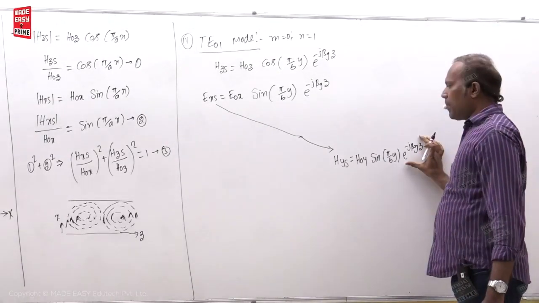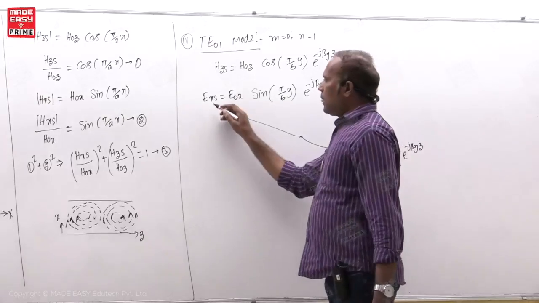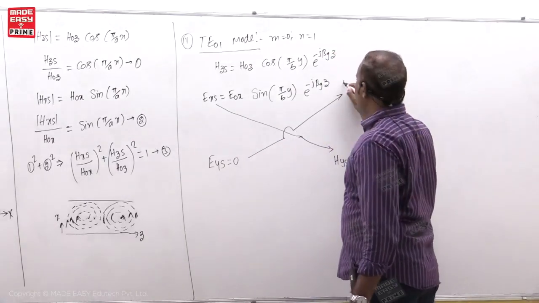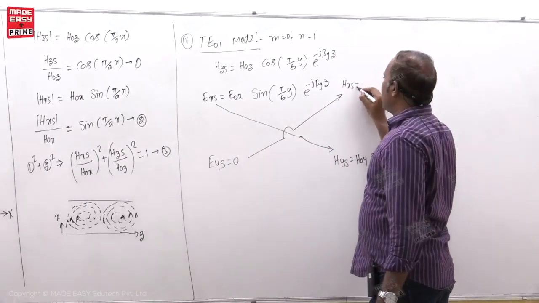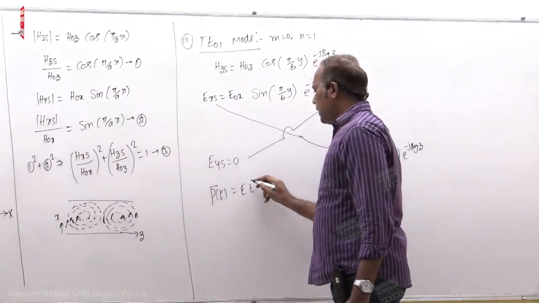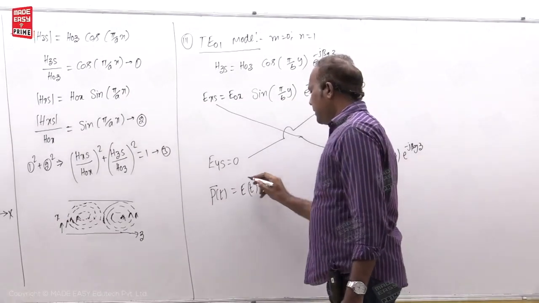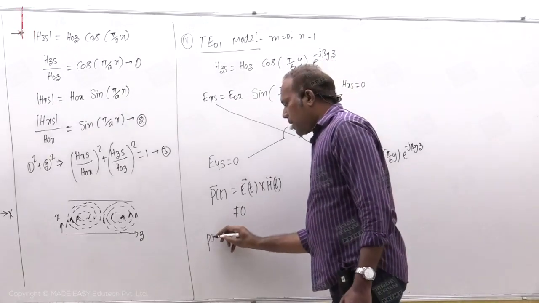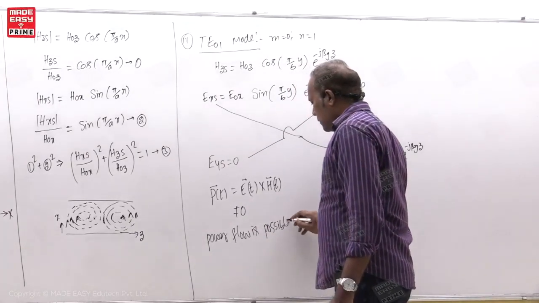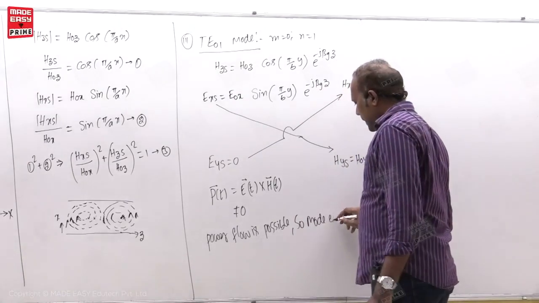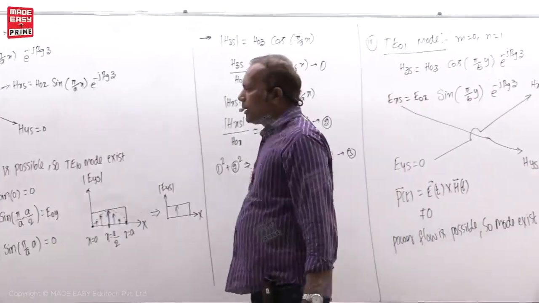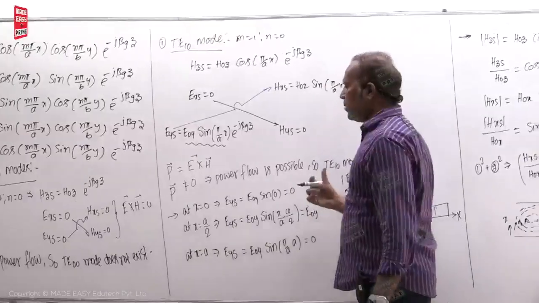I told you this term will not appear in power flow, that is, mod is taken. Then electric field y component is 0, then electric field y component generates magnetic field x component, that is also 0. Anyway, here also Poynting vector is equal to E of t cross H of t, that is not 0, students. So that is why power flow is present, power flow is possible. So the mode exists. Here also I wrote the same thing: Poynting vector is not 0, power flow possible.